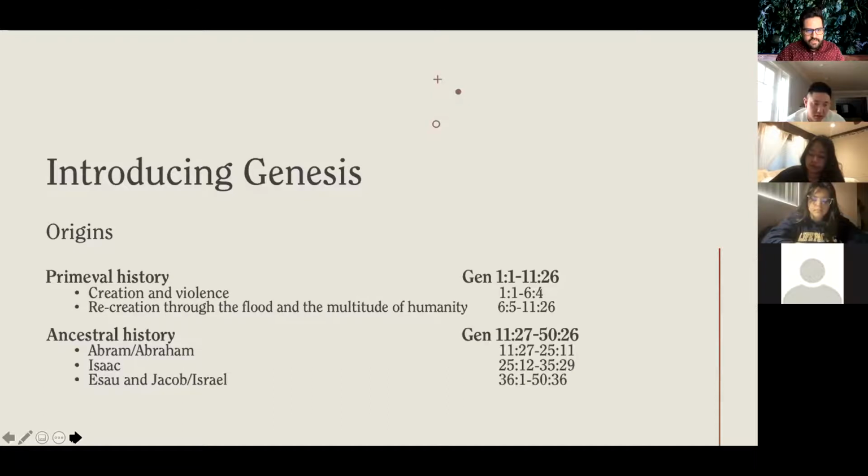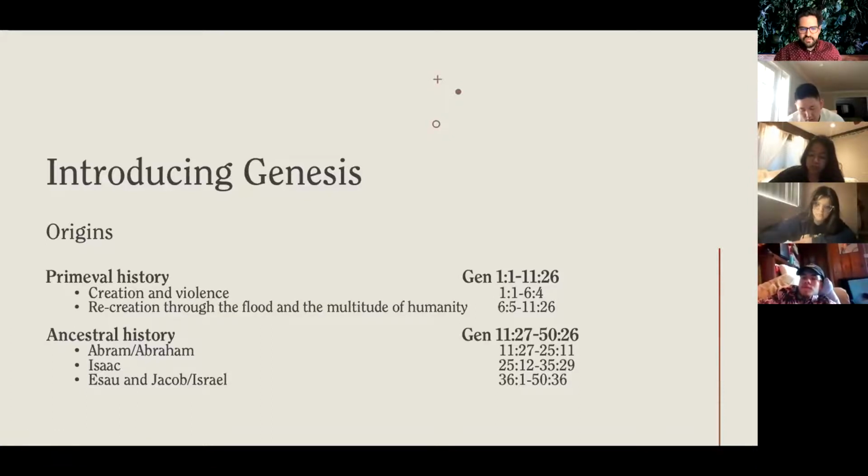And so we have here in Genesis, in broad strokes, and we already talked about this, between the primeval history and the ancestral history, that what you have in Genesis 1 through 11 is creation and then violence which ensues after chapter 3 as a result of what happens in chapter 3. Then you have recreation through the flood and the multitude of humanity that then starts spreading out throughout the earth, which sets up the context for what's happening here in chapter 12.